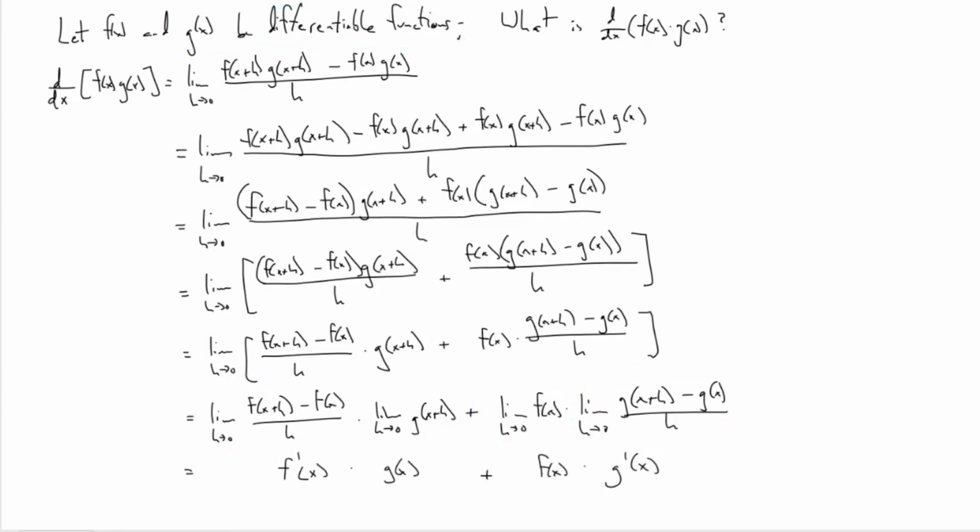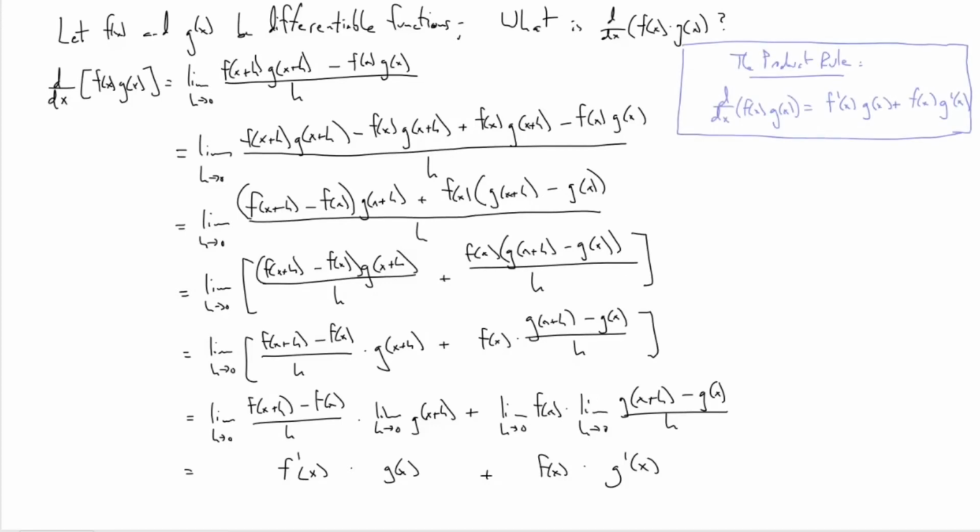And putting that all together, we get our answer. The derivative of the product of two functions, f and g, is the derivative of the first function, f prime of x, times g of x, the second function, plus f of x times g prime of x. This is something that we call the product rule. The derivative of the product of two functions is the derivative of the first function times the second function plus the first function times the derivative of the second function.